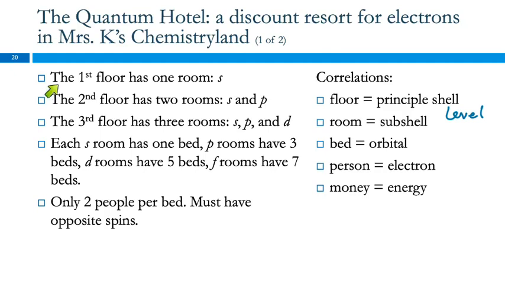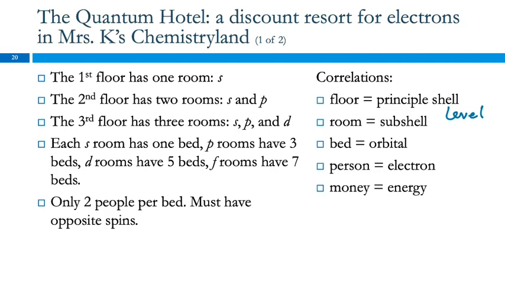So the first floor has 1 room, it's the S room. The second floor has 2 rooms, S and P. It's a weird hotel. They don't number them, the first floor, that's not room 101, and the second floor is 201, and then 202 and 203. This is 1S and 2S, and then 2P, and then 3S, and 4S, 5S, 6S. So every floor has an S room. And once you get to the second floor and above, every floor has a P room. On the third floor, you start getting D rooms. On the fourth floor, you start getting F rooms.